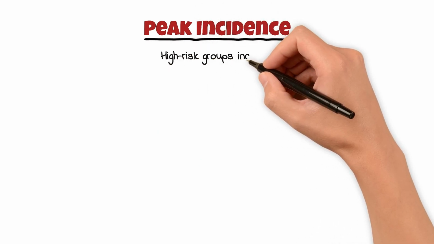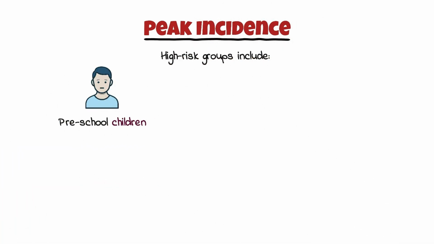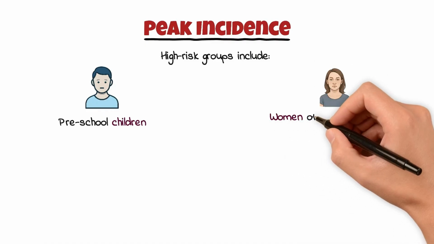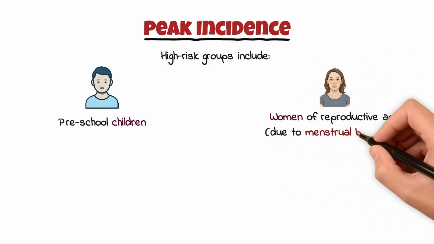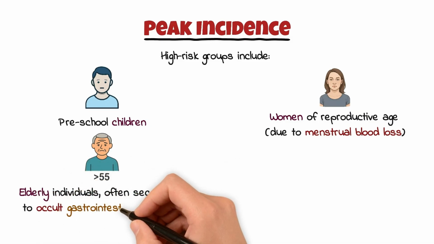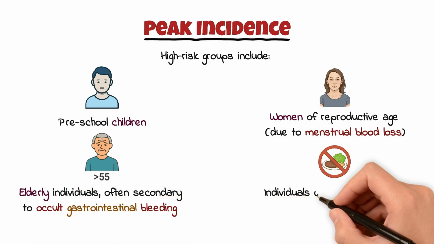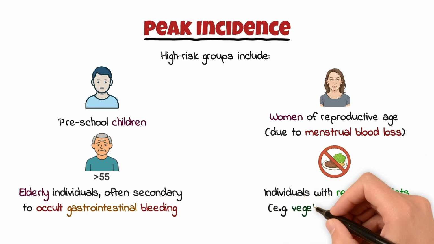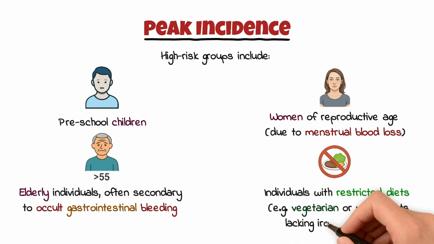Peak incidence. High-risk groups include preschool children, women of reproductive age due to menstrual blood loss, elderly individuals often secondary to occult gastrointestinal bleeding, and individuals with restricted diets, for example vegetarian or vegan diets lacking iron-rich foods.